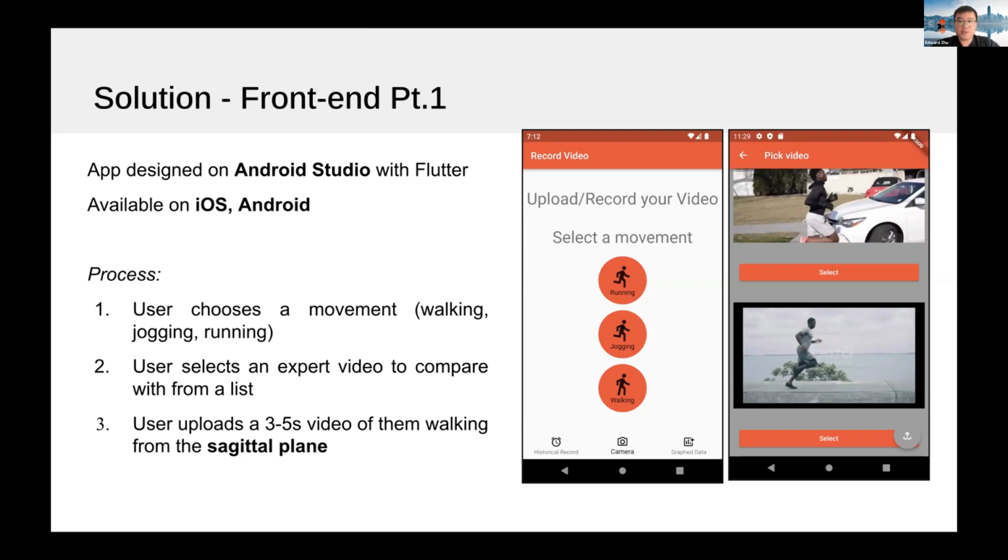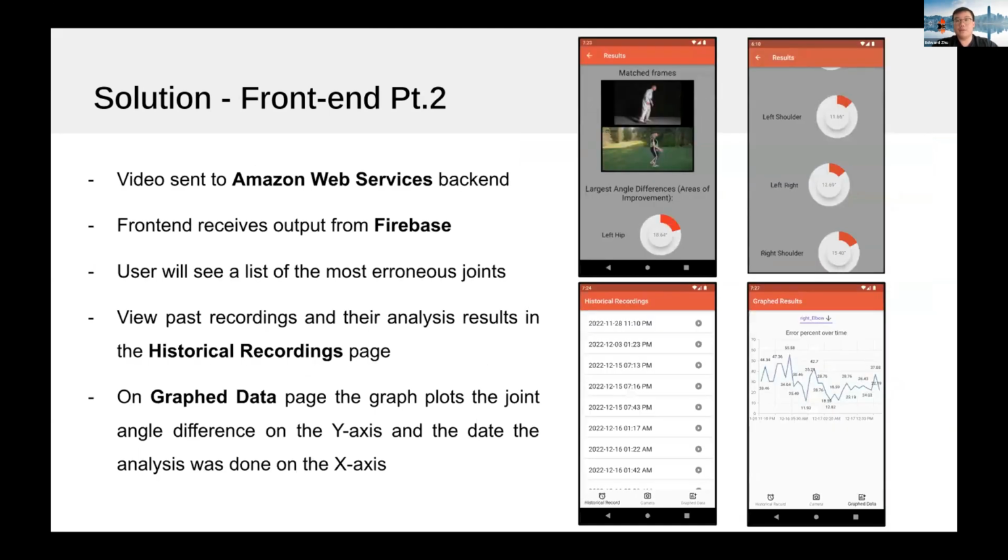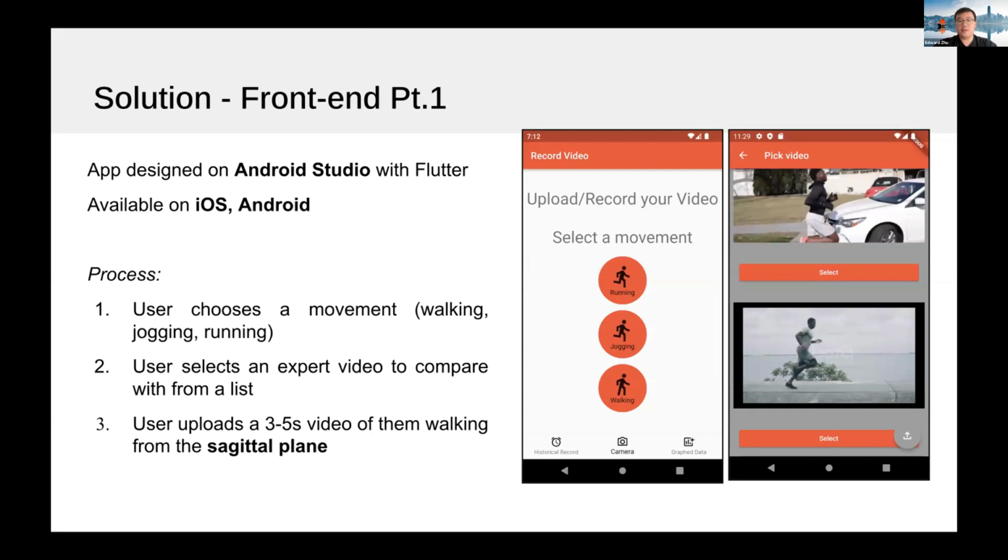And then they're presented with a list of expert videos that show the proper form. And then they basically choose one of these that best matches their recording and pace. So then when the user inputs their video, which is about 3 to 5 seconds, it's filmed from the sagittal plane. So sagittal plane is basically a side view.